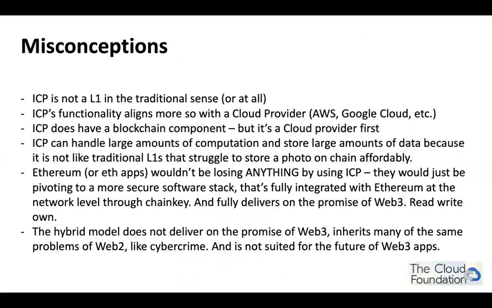ICP is not a layer one in the traditional sense or at all, in my opinion. Its functionality aligns more so with a cloud provider, AWS, Google Cloud, so on and so forth. ICP does have a blockchain component, but it's a cloud provider first, and it can handle large amounts of computation and store large amounts of data on chain because it's not like traditional layer ones that struggle to store a photo on chain affordably. Ethereum or Ethereum apps would not be losing anything by using ICP.